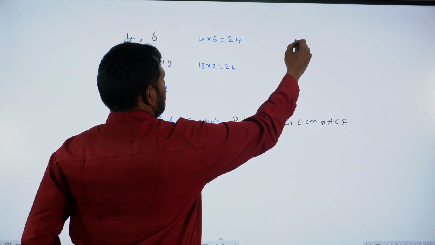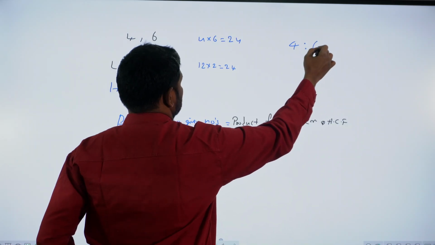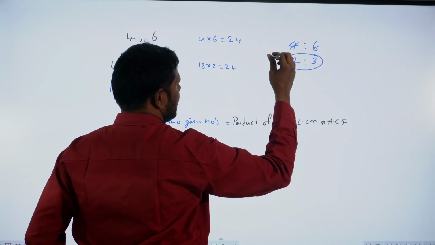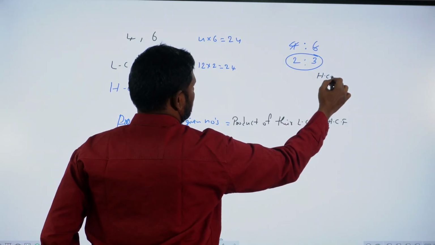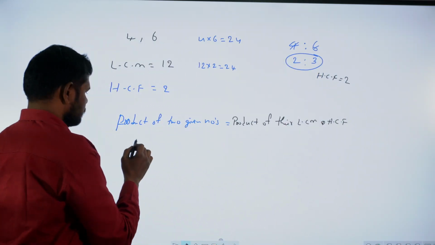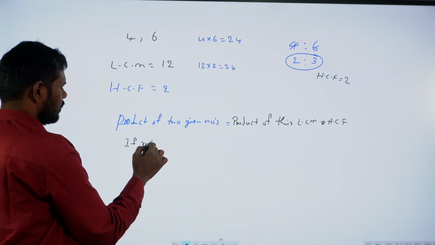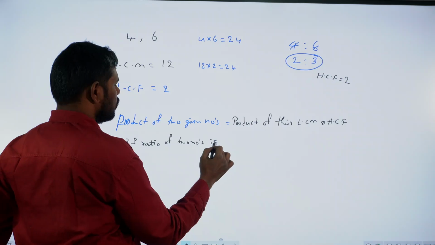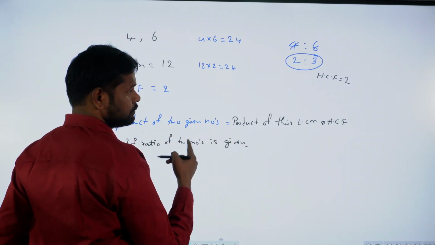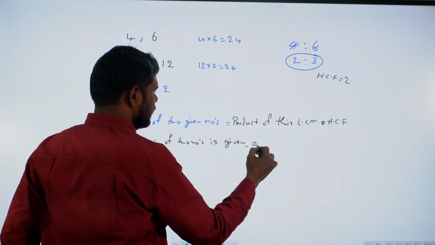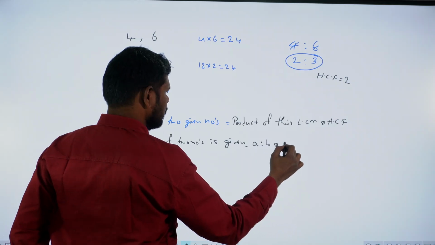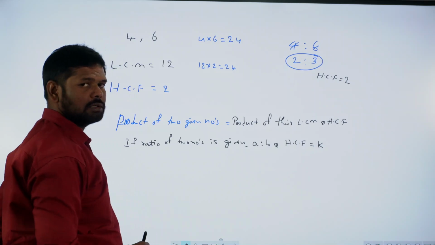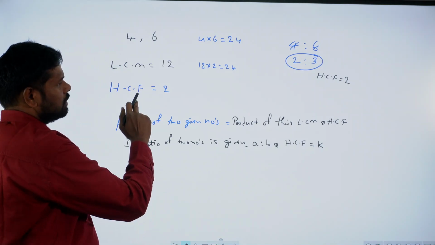And I take this 4:6. What is the ratio? 2 2s, 2 3s. The ratio is given as 2:3. And so suppose the ratio of two numbers is given as A:B and the HCF equals some K. Just observe, HCF equals K, then what are the numbers?